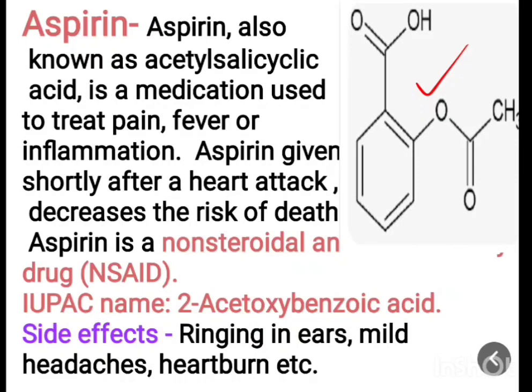Aspirin is a non-steroidal anti-inflammatory drug, the same NSAID, non-steroidal anti-inflammatory drug. Okay, the IUPAC name is 2-acetoxybenzoic acid. It's nothing but benzoic acid, where benzene and COOH are there, and at the 2 position, an acetoxy group is there. Side effects: there can be ringing in the ears, mild headaches and heartburn.